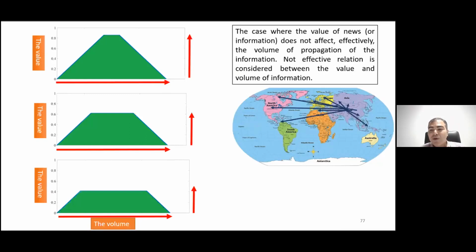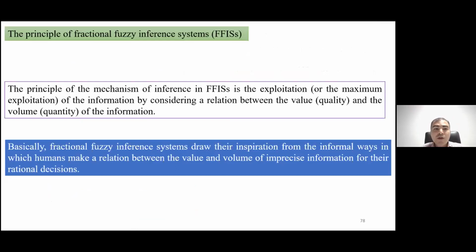In the case of reading a book, if the value of the book was low, we would still have to read all the pages of the book. But fortunately, our mind naturally makes an effective relation between the value and the volume of our goal. So the principle of the mechanism of inference in FFISs is the exploitation, or the maximum exploitation, of the information by considering a relation between the value or quality and the volume or quantity of the information.